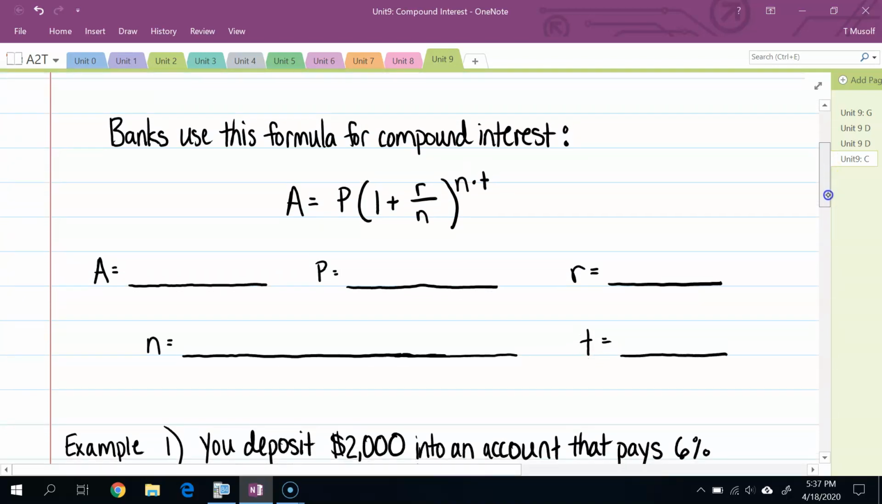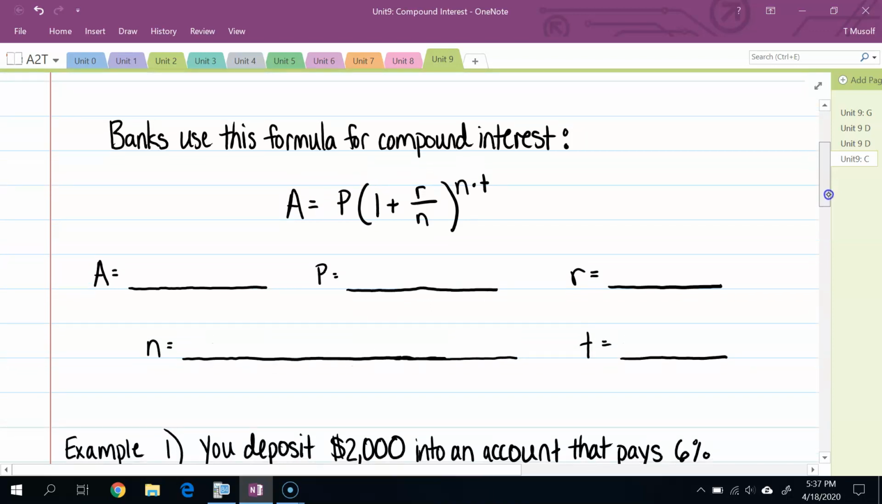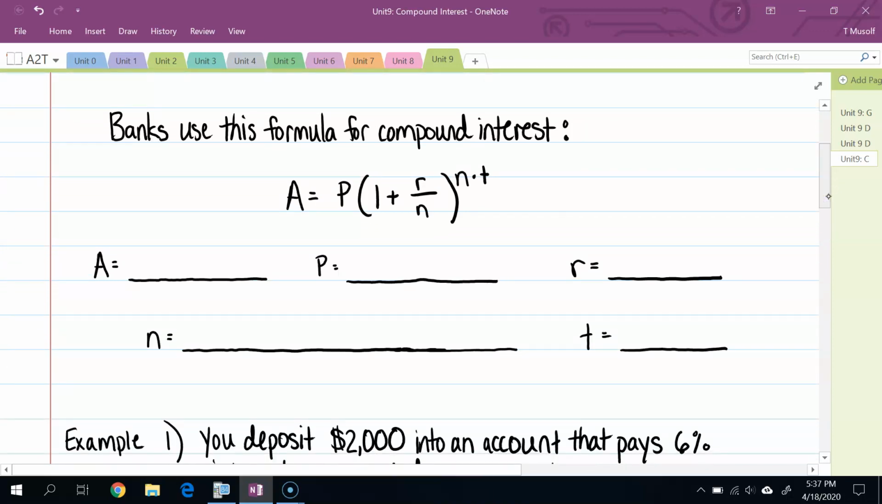All right, when it comes to calculating information with compound interest, like how much money you would make after the fact or how much money you need to start with, we use this formula right here. A equals P times the quantity 1 plus R over N, all to the N times T.